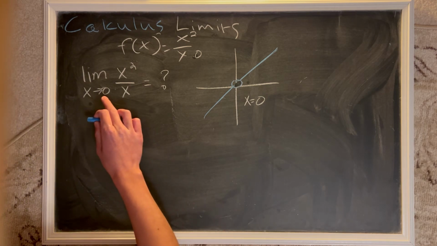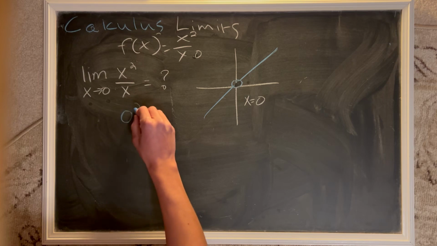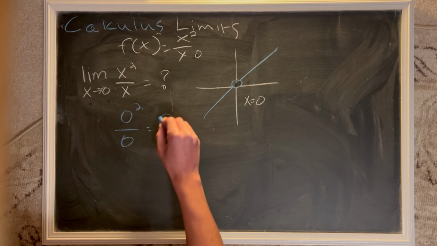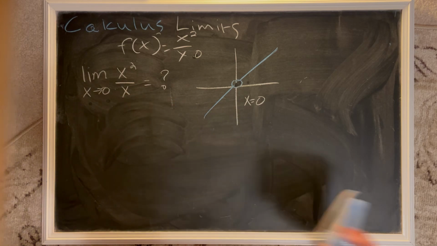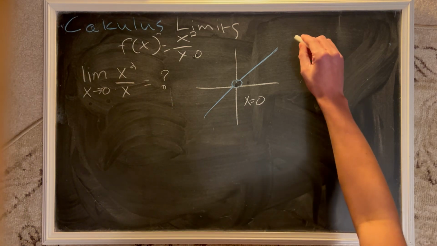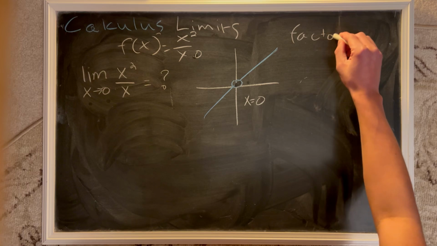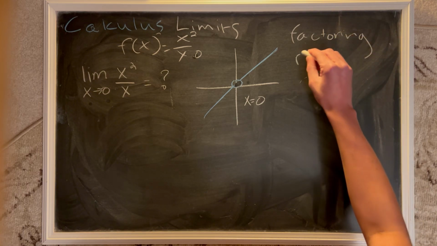So we have x approaches 0. So 0 squared over 0 is just 0 over 0. And this is one of our main indeterminate forms, they call it. Just something we can't determine. It's undefined. So we want to transform this into something that is defined. And there's two main ways we do that. The first one is factoring, and the other one is rationalizing.